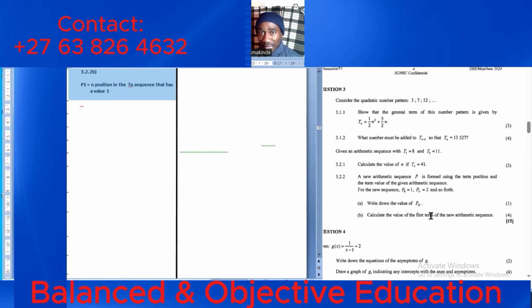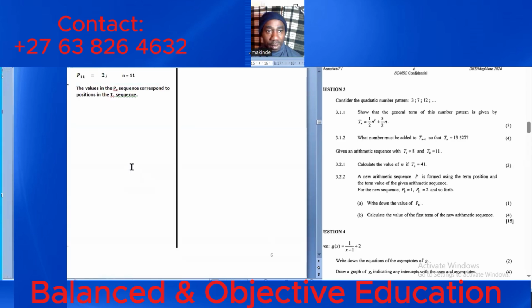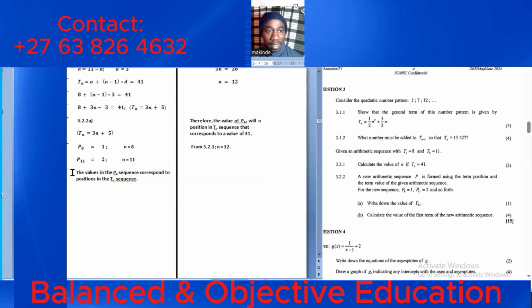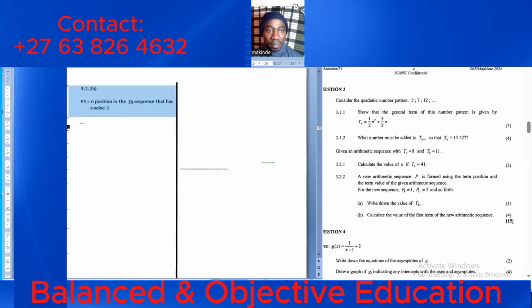So that means that n is equal to 1. And remember, to calculate the value of the term in sequence P, you have to use the position for sequence T. So what really happened is that we can come to the nth term in this sequence A, and we know that that is equal to 3n plus 5, right? So that is what I'll be doing here now.